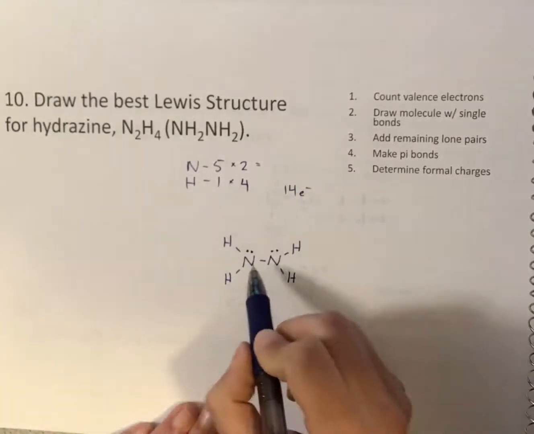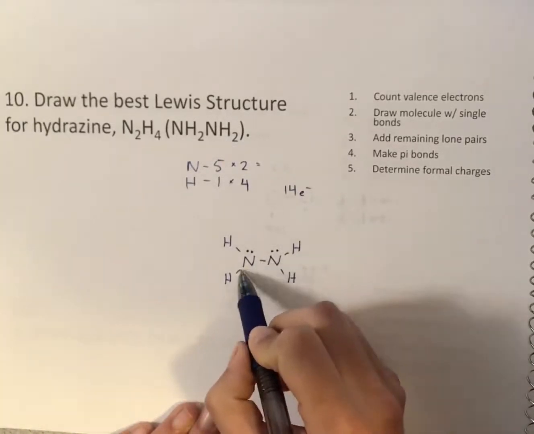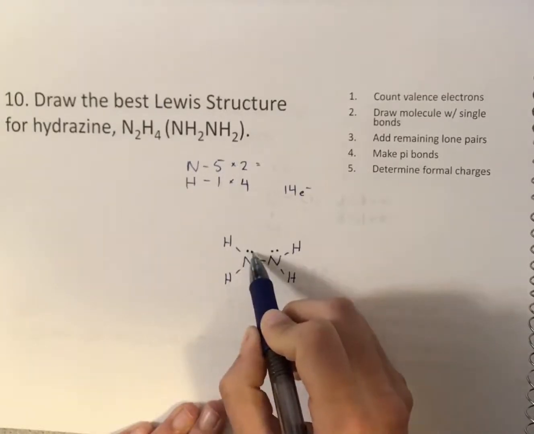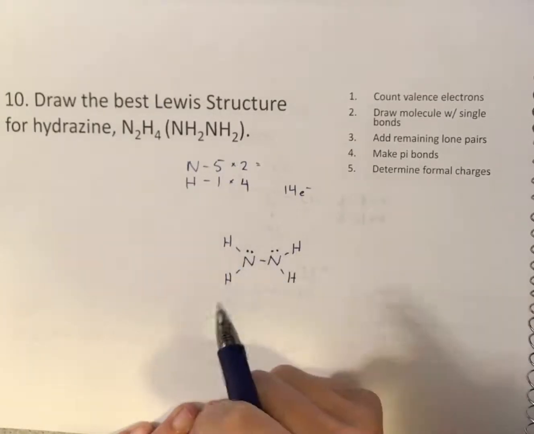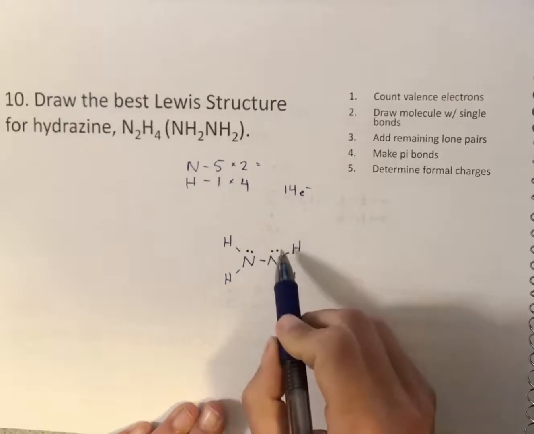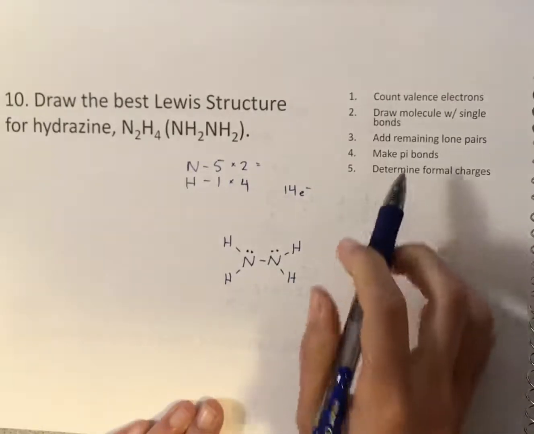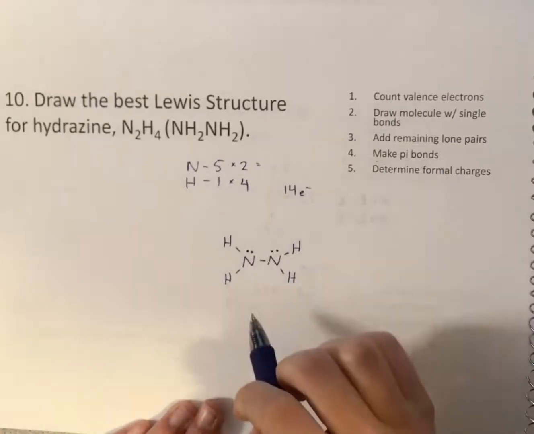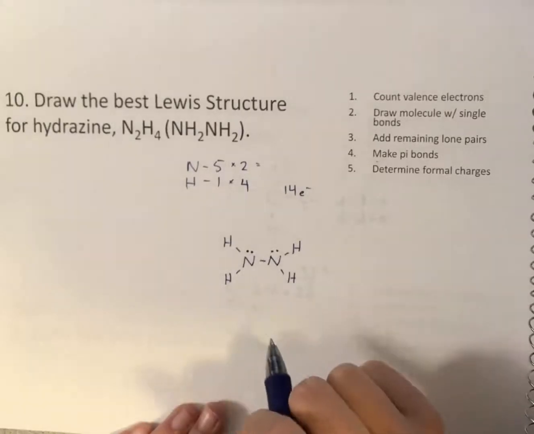So now we have 1, 2, 3 bonds plus a lone pair on this nitrogen, so it's happy. And then the same thing with this guy. So we don't need to make any pi bonds. So now let's determine the formal charges.